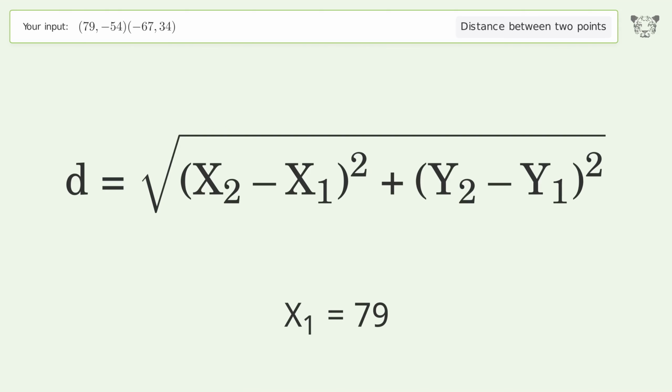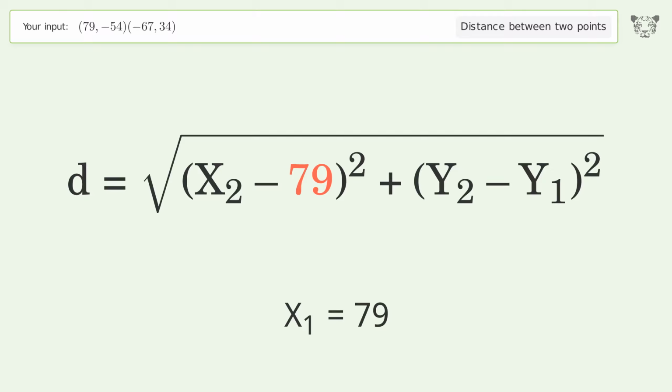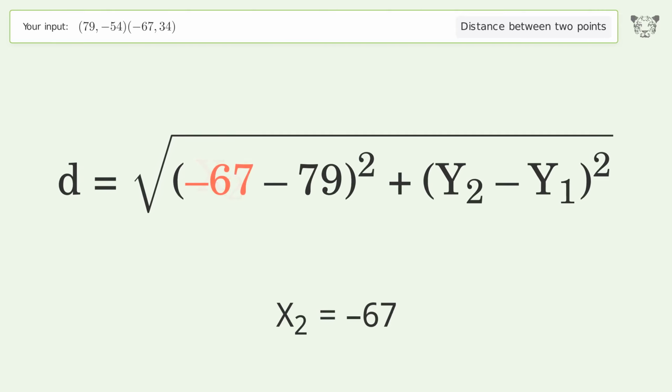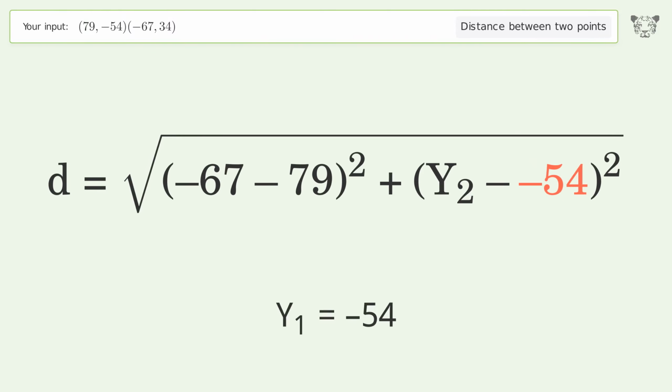x1 equals 79. x2 equals negative 67. y1 equals negative 54. y2 equals 34.